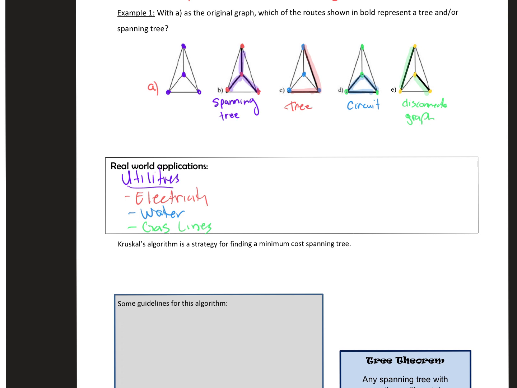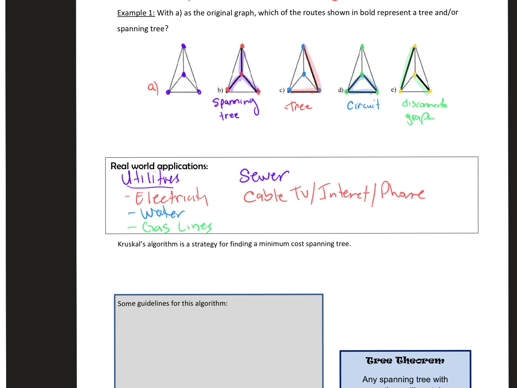So another example of a spanning tree would be your sewer line. Your cable TV, your internet, your phone lines. Those are all examples that would be a spanning tree. They're delivering services to your house. They're delivering services to the address here at school. Okay?